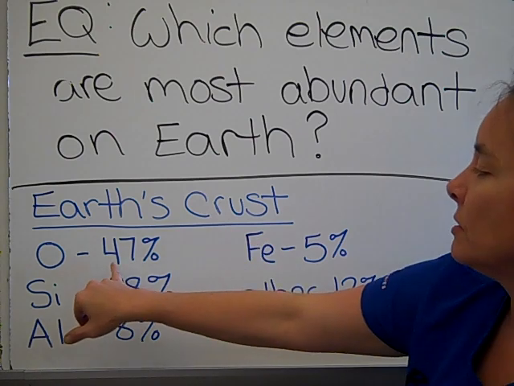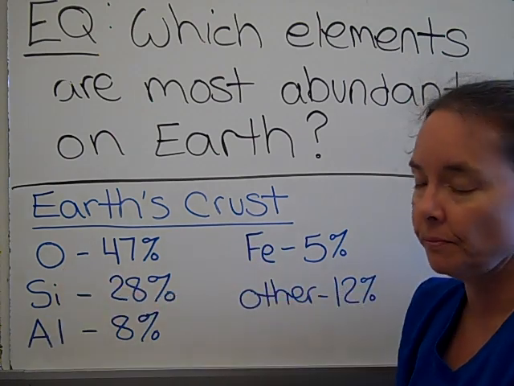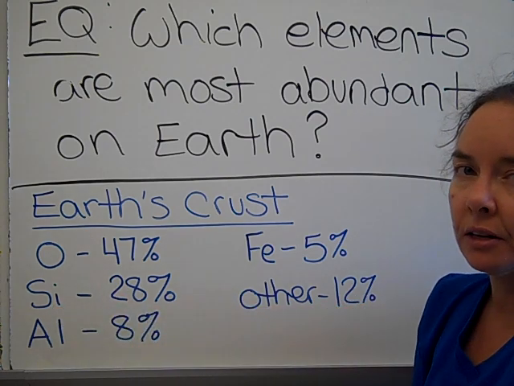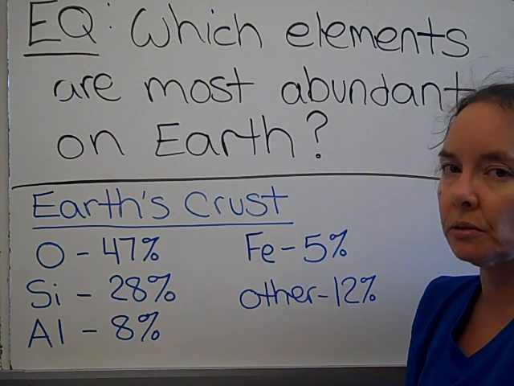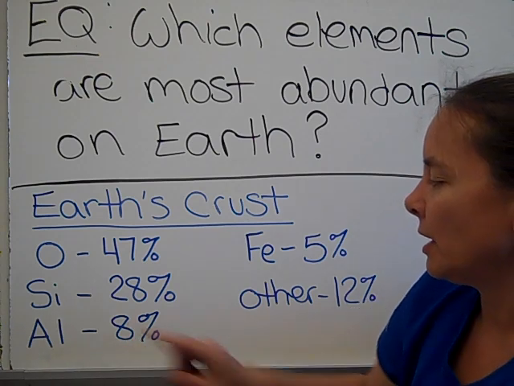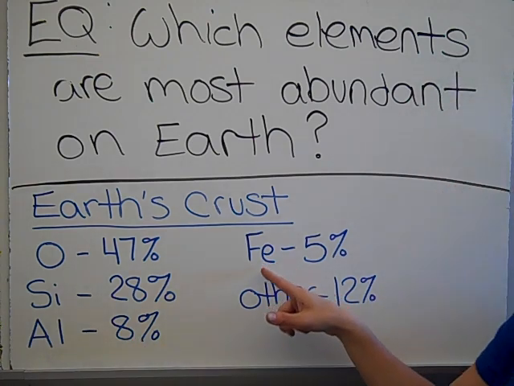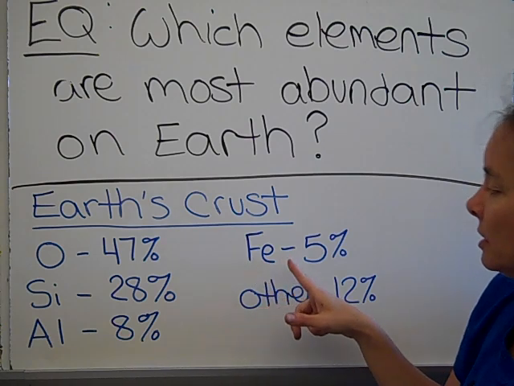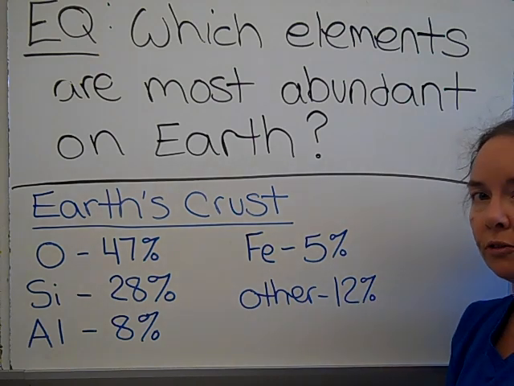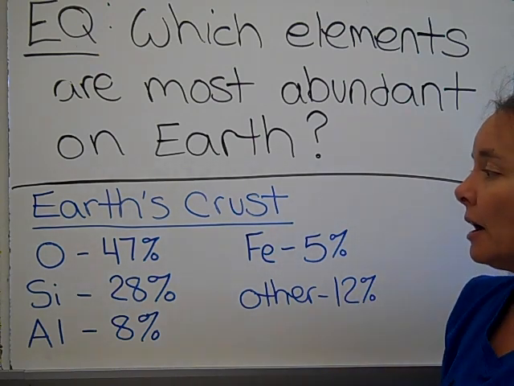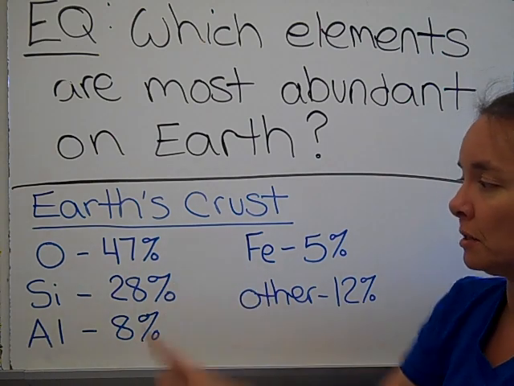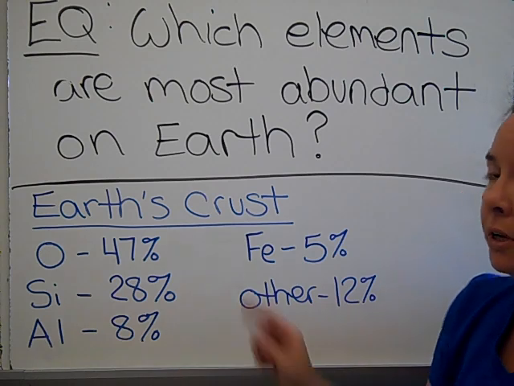Earth's crust is 47% oxygen, silicon 28%, and silicon we find in sand, for example, so you can find it in a lot of rocks, in the sand out here. Aluminum 8%, iron, Fe is the symbol for iron, about 5%, and other stuff is about 12%. So you can see that most of Earth's crust is made up of 4 different elements: oxygen, silicon, aluminum, and iron.